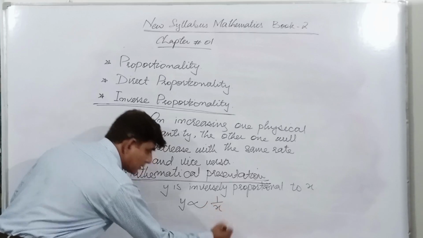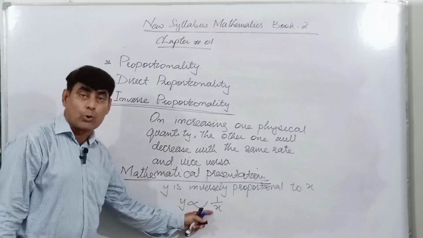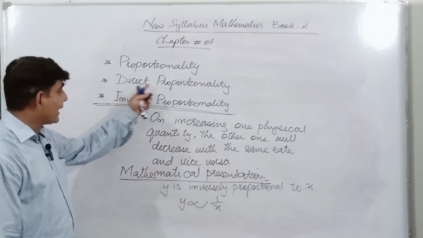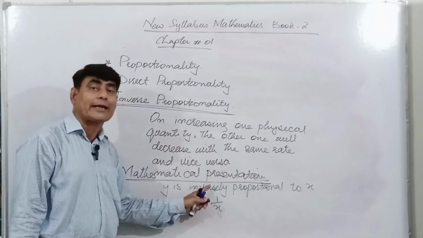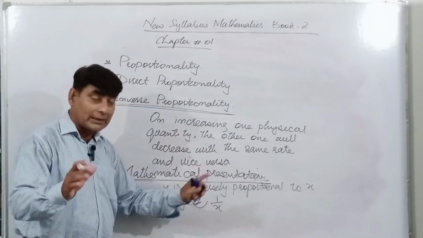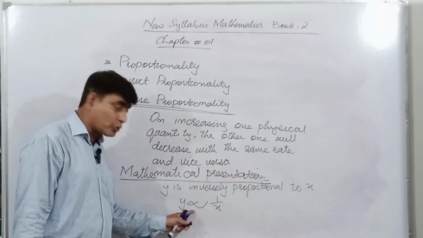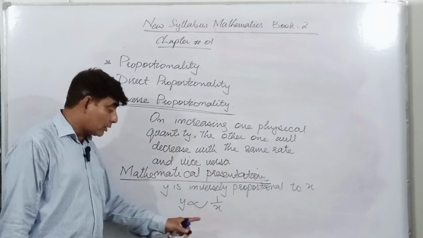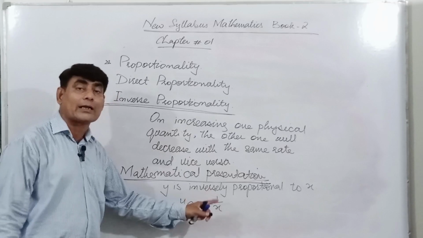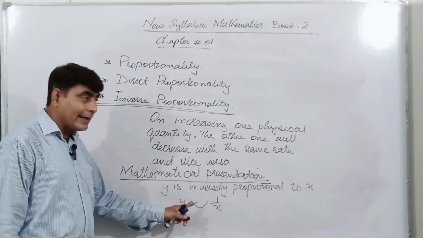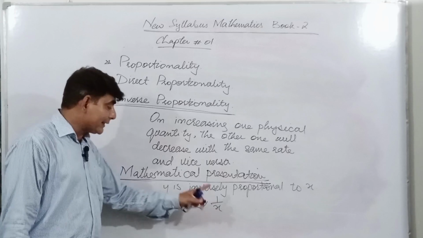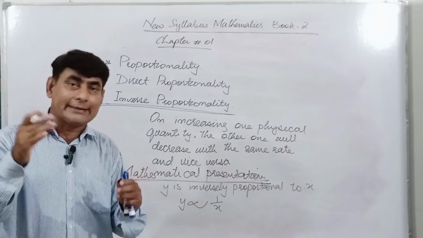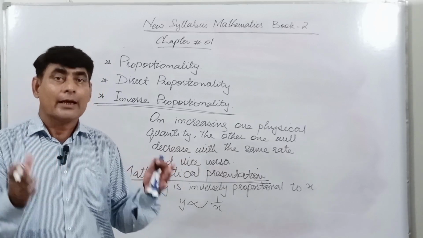In case of inverse proportionality, we place the quantity in the denominator. In case of direct proportionality, we place the quantity in the numerator. But listen, the sign of proportionality remains the same. So y inversely proportional to x, and do not say y inversely proportional to what upon x. In case of inverse proportional relation, the value must be placed in the denominator.